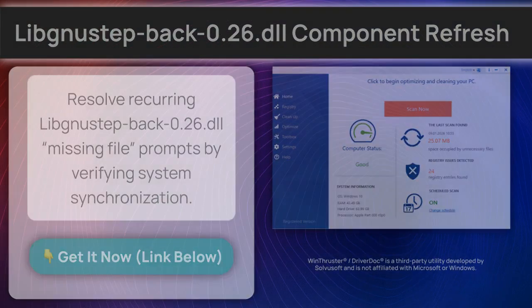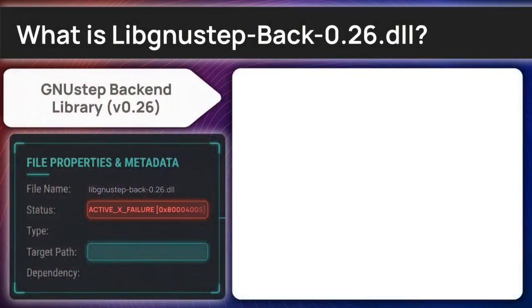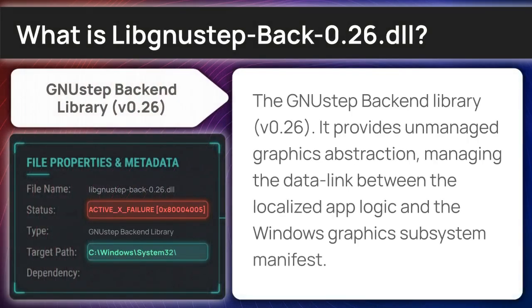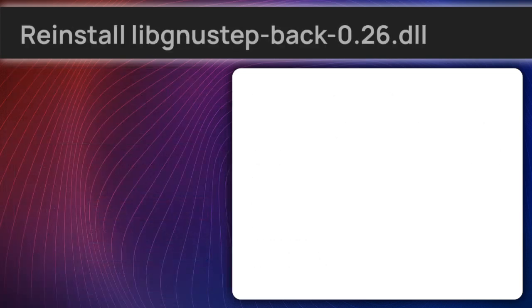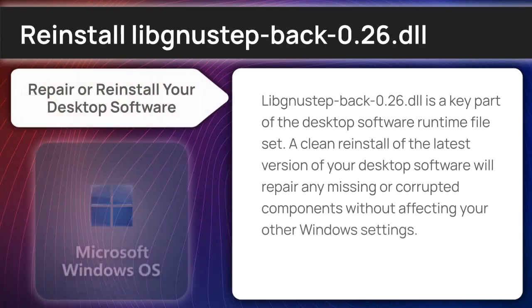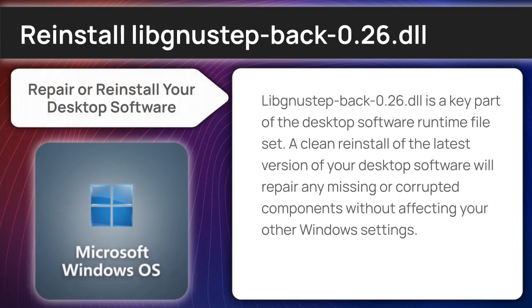This is libgnustep-back-0.26, the GNUstep Backend Library v0.26. It provides unmanaged graphics abstraction, managing the data link between the localized app logic and the Windows graphics subsystem manifest. Let's transition to the solution, starting with the official Microsoft redistributable. libgnustep-back-0.26 is a key part of the desktop software runtime file set.